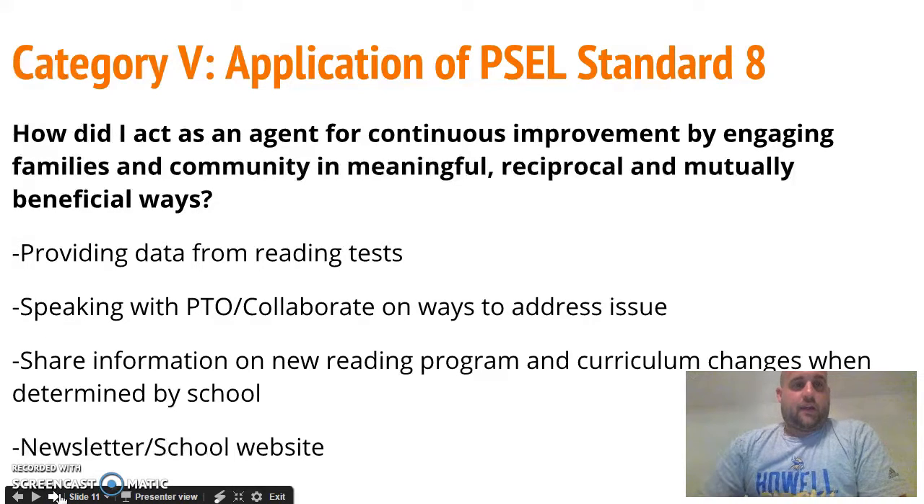Application of PSL Standard 8. How did I act as an agent for continuous improvement by engaging families and community in meaningful, reciprocal, and mutually beneficial ways? By providing data from reading tests, having that transparency, speaking with the PTO, and collaborating on ways to address the issue. Again, like I said, it takes a village to raise a child, and that's what we need to do with the PTO and even with our community. Share information on new reading and curriculum changes when determined by the school. Once we have come to that new reading program and what ways we're going to be making changes, that information needs to be shared, not only with our staff, but also with the PTO and community, so that we are all working together on the same thing. And keeping people up to date by having a newsletter and a school website where teachers and school can put information, and it's always been received by the parents.